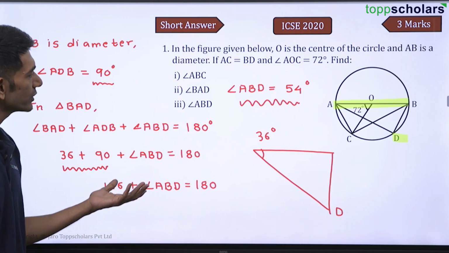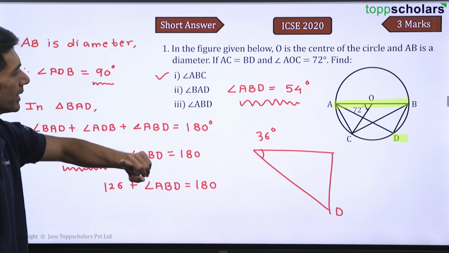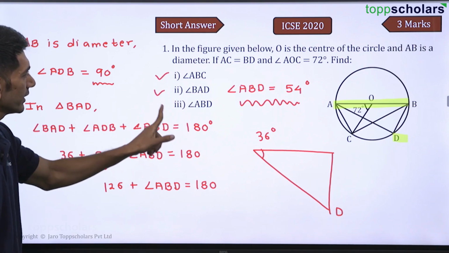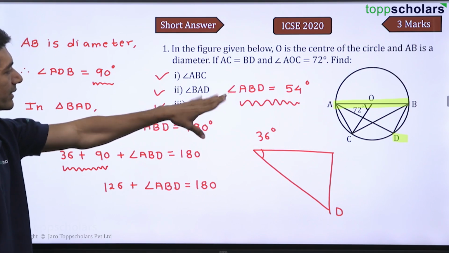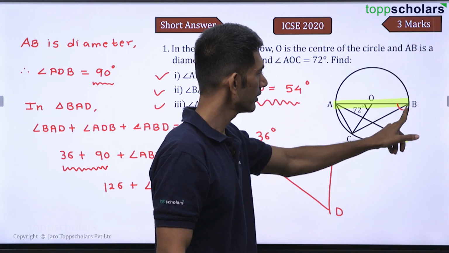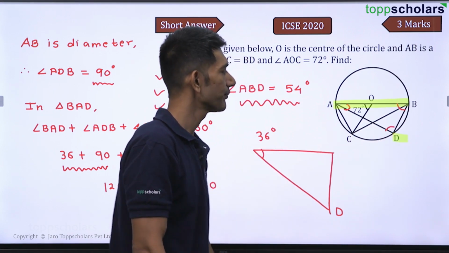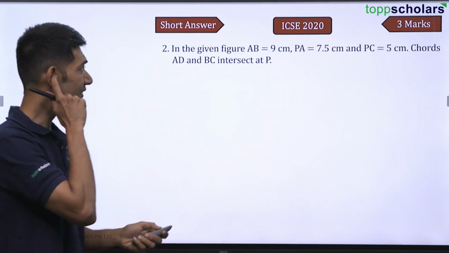So I hope you have understood this question. ABC, we already calculated 36. BAD, we calculated 36. ABD, we have just calculated, that is 54. That is this part. This is 54, this is 36, this is 90. Correct? Okay, so let's have a look at a new question now.